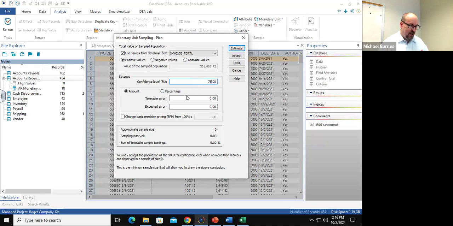Tolerable error, we're going to set at 30,000. And expected error, we're going to set at 1,000. And I believe that's all we're going to say. So we're going to say estimate. And basically what this is telling me is that if I want 75% confidence, I have to test 28 items out of this population, which is 454 records. It already knows that because it's got the table in front of me. So that would be good from a work perspective. Be like, wow, 28, that's easy, okay? But my boss is probably saying, why did you use 75%, you nitwit, okay?